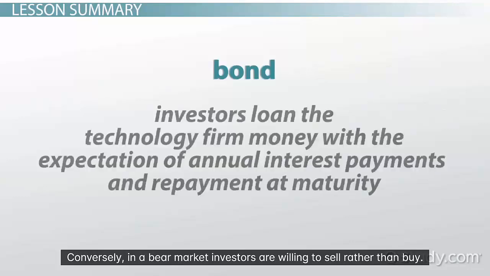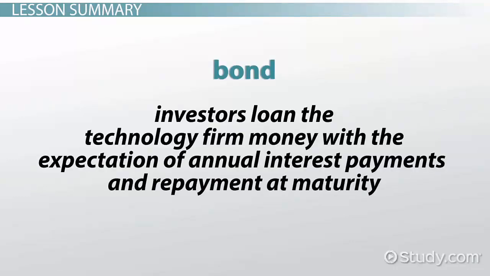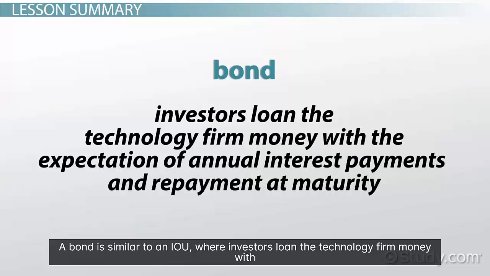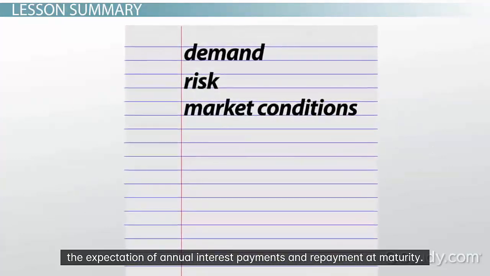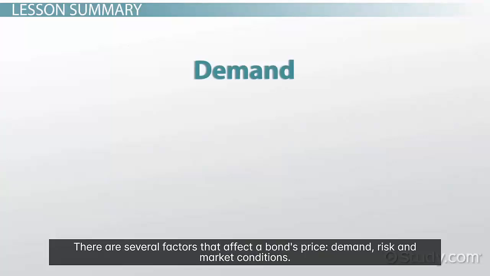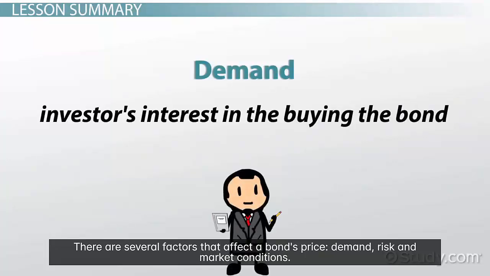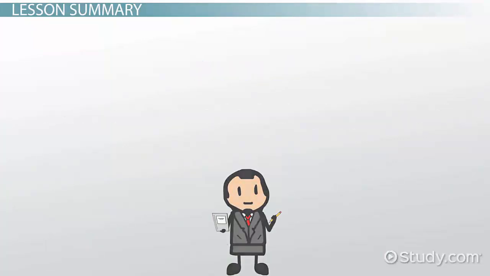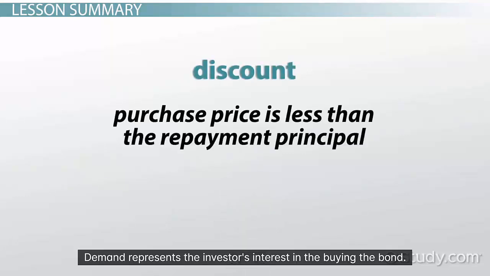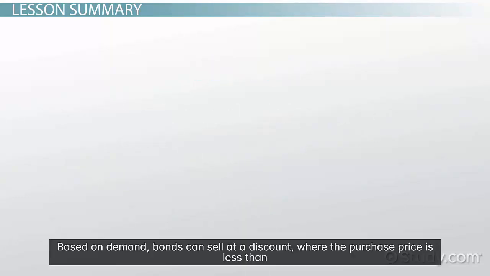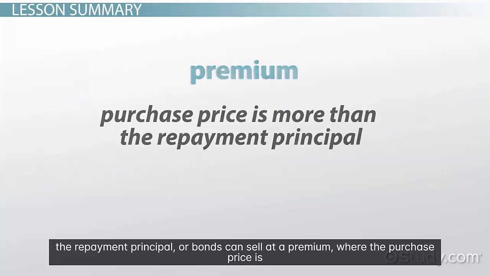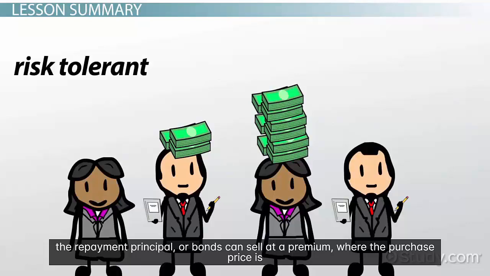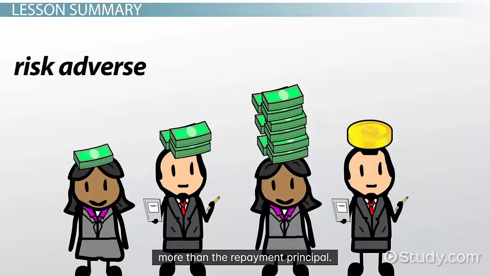A bond is similar to an IOU, where investors loan the technology firm money with the expectation of annual interest payments and repayment at maturity. There are several factors that affect a bond's price: demand, risk, and market conditions. Demand represents the investor's interest in buying the bond. Based on demand, bonds can sell at a discount, where the purchase price is less than the repayment principal, or bonds can sell at a premium, where the purchase price is more than the repayment principal.